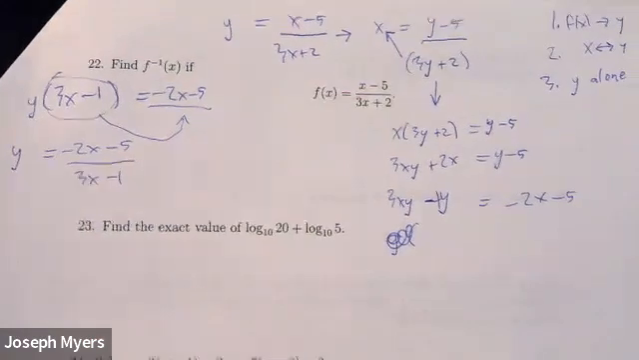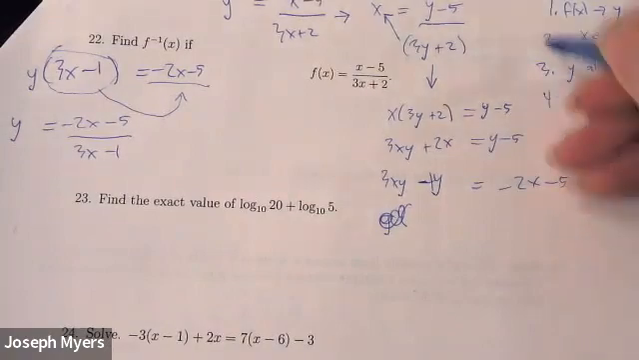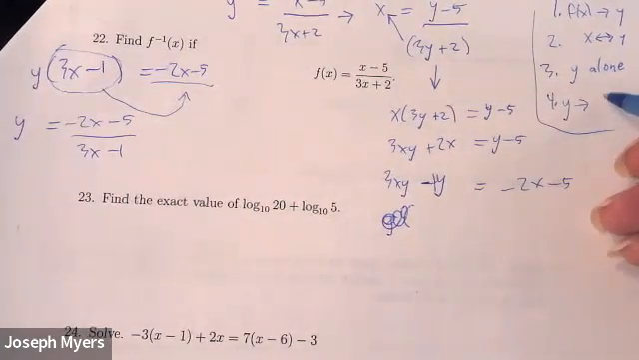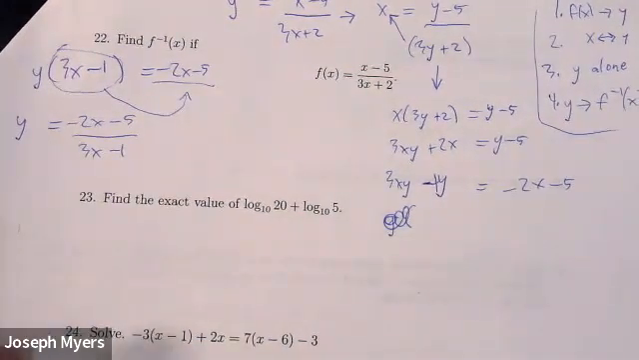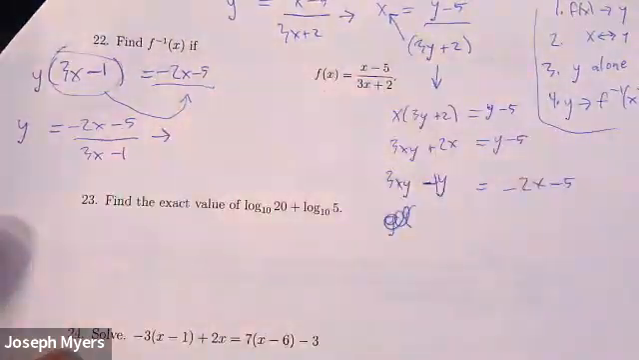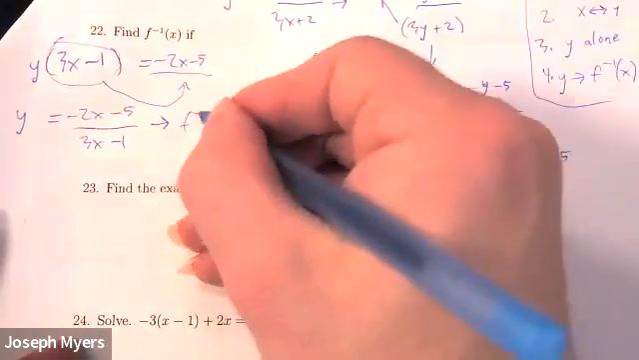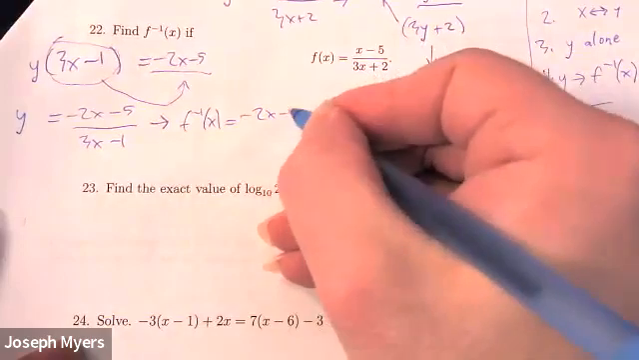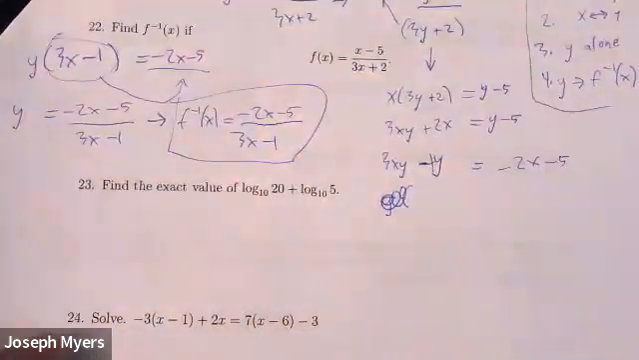And then there's one final step to find the answer. The fourth step is to change the new y value's name to be called f inverse of x. So the final step is to take that equation, y equals negative 2x minus 5 over 3x minus 1, and write f inverse of x equals negative 2x minus 5 over 3x minus 1. And that is your solution to the problem, that formula.